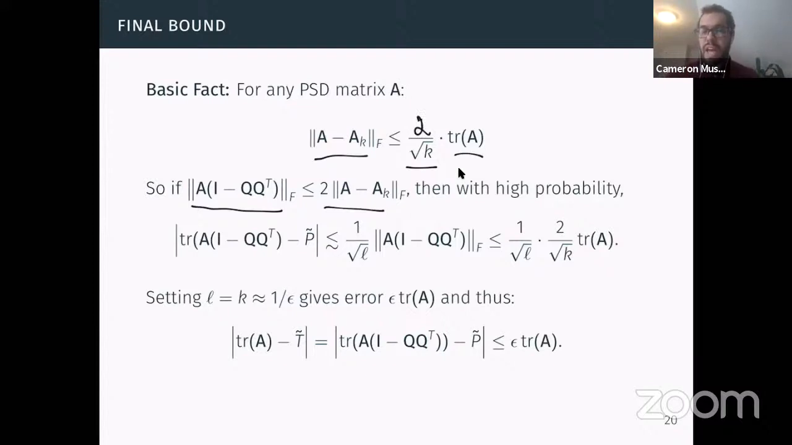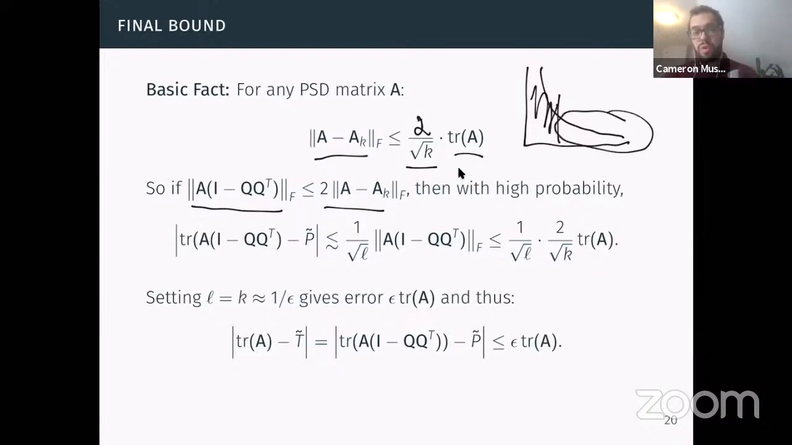So what this means is that if I look at my trace estimate, remember what I'm doing is that I have the spectrum of my matrix, I've projected the spectrum roughly onto the top eigenvectors, not exactly, but onto some subspace Q. I'm exactly computing the trace projected onto that subspace, and then I'm applying stochastic trace estimation to the tail of the eigenvectors, to the residual.